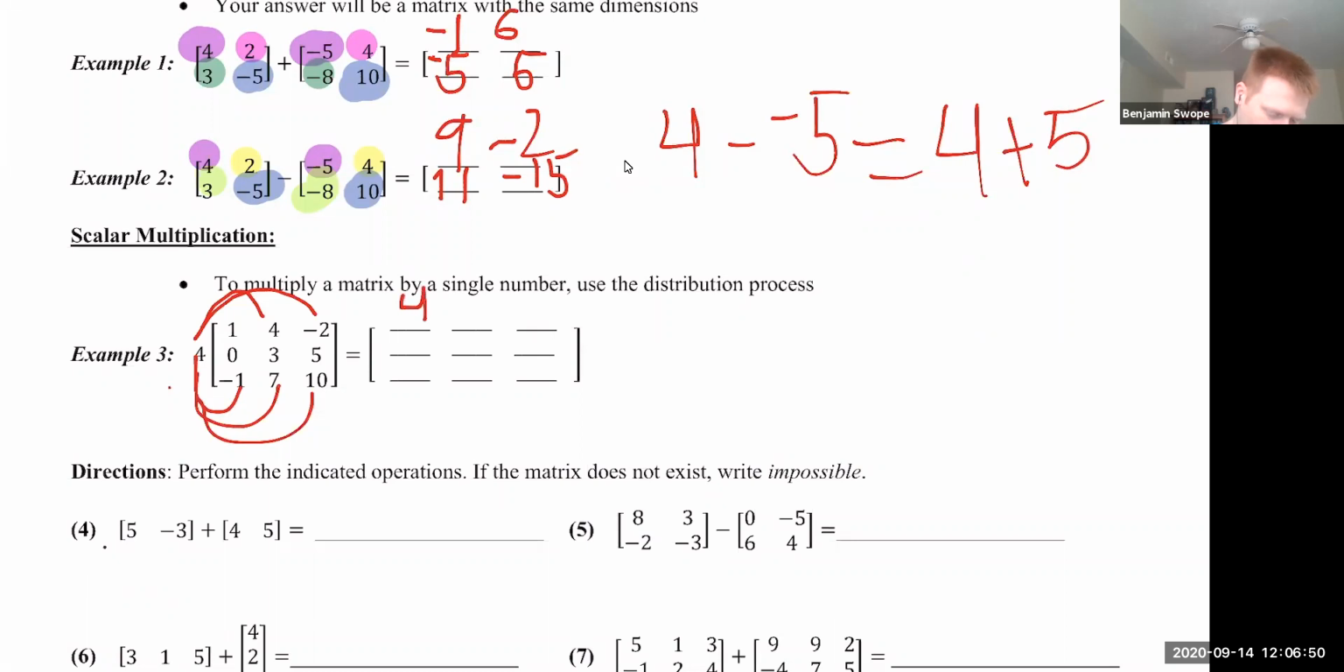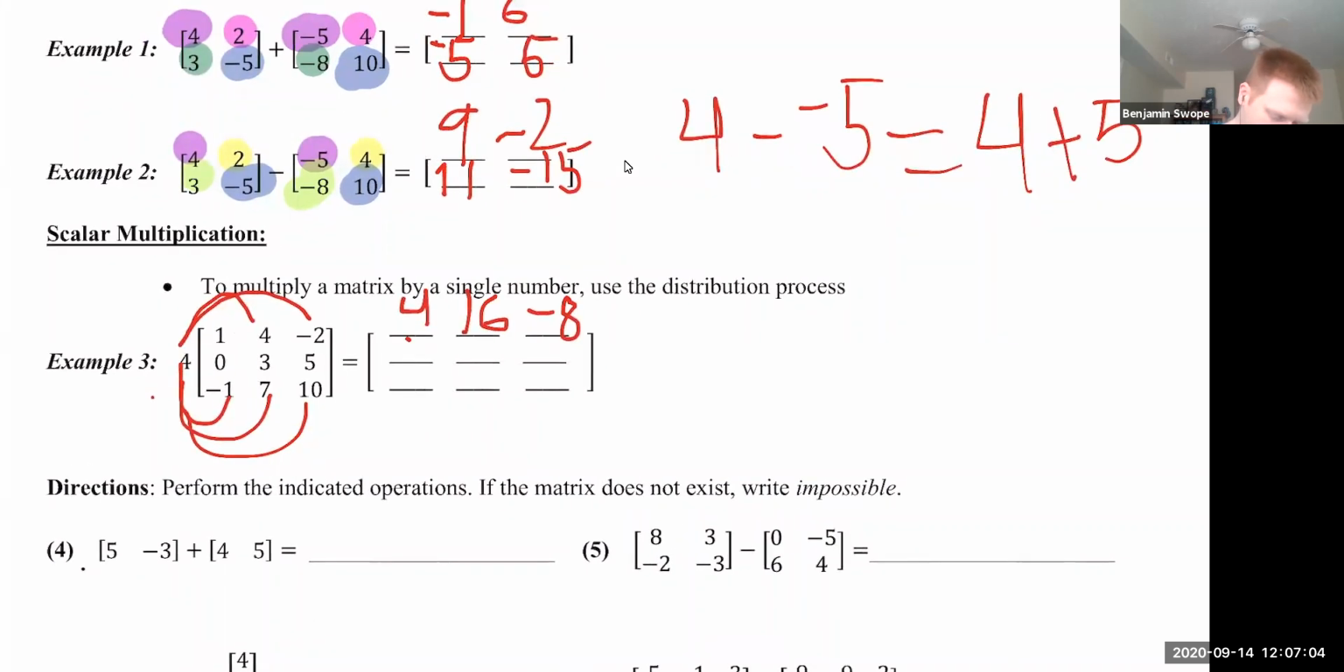4 times 4 would be 16. 4 times -2 is -8. 4 times 0 is 0. 4 times 3 is 12. 4 times 5 is 20. 4 times -4 is -16. 4 times 7 is 28. 4 times 10 is 40.